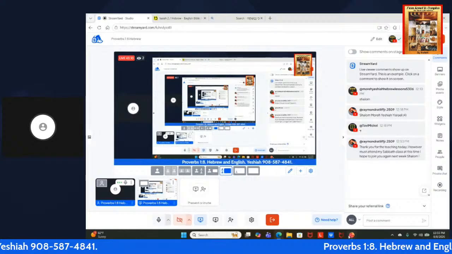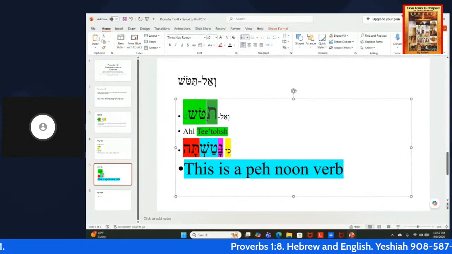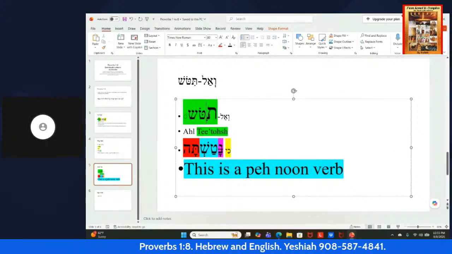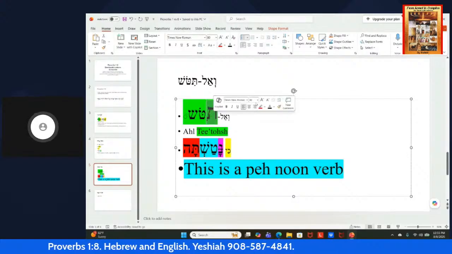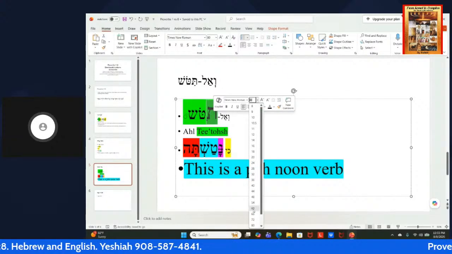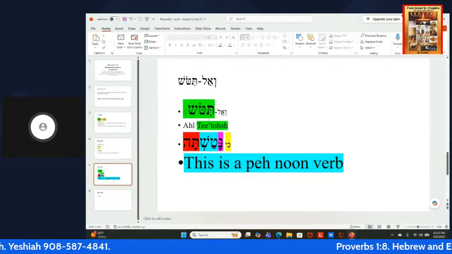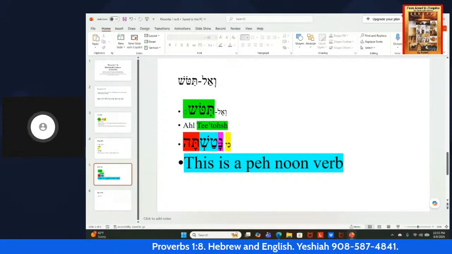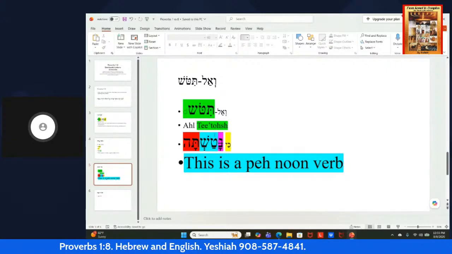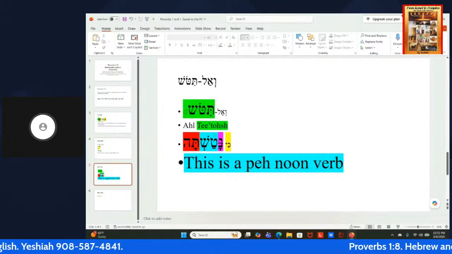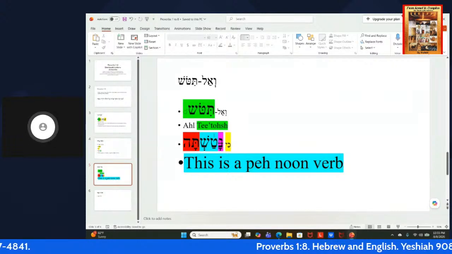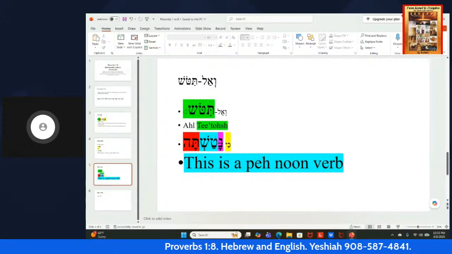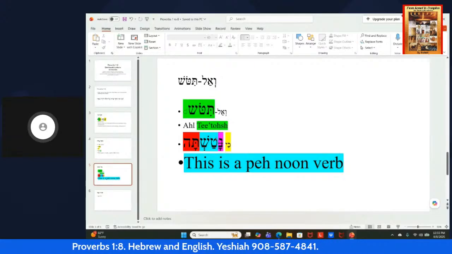Thank you for that. Let us pull this up. A very quick review. We have Titosh. The noon drops out, like the yod drops out. Anytime noon is the first letter of a verb, it drops out when you conjugate it in the future tense. Not in the past tense, not in the present tense, but in the future tense. Now, these verbs that we've been dealing with, for the most part, are in the qal stem. So I just want to point that out.